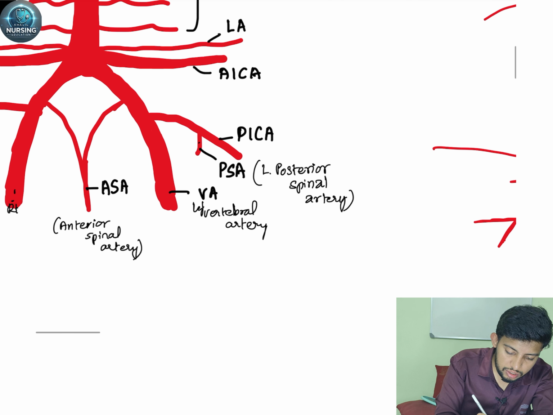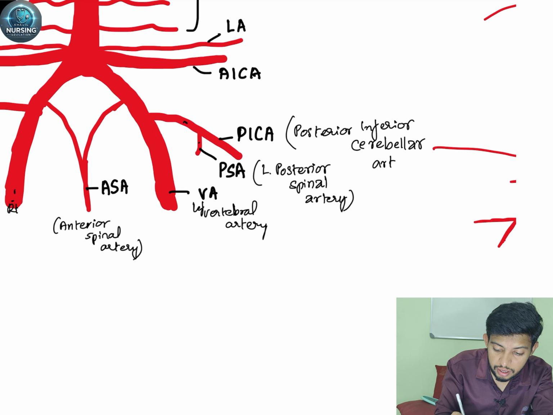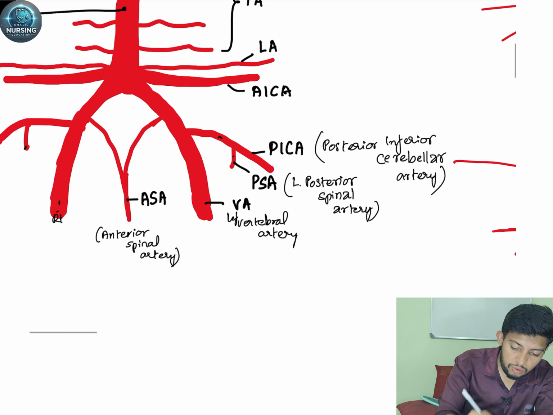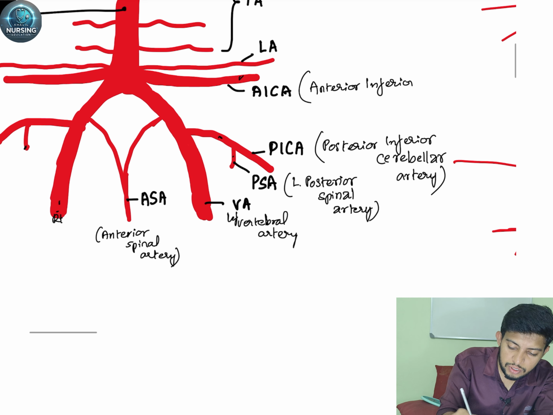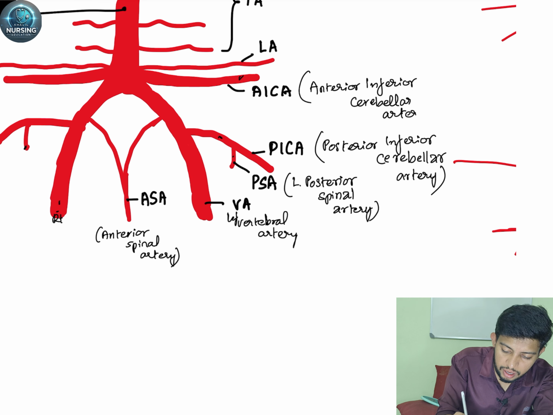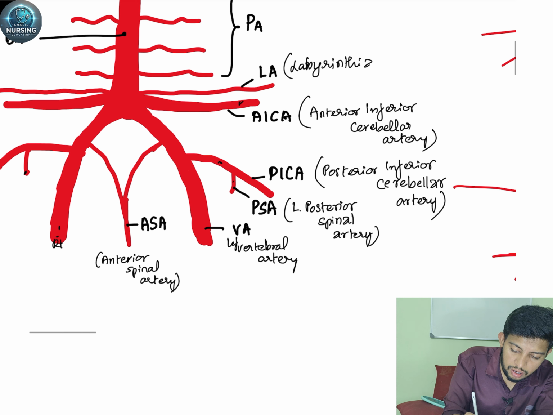Next, what is this? This one is the posterior inferior cerebellar artery. Look at the spelling, cerebellar artery. Clear? Next, what is this? This one is the anterior inferior cerebellar artery. Okay, cerebellar artery. Next, what is this? This one is the labyrinthine artery.